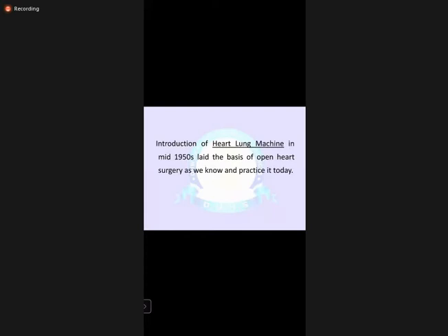So the introduction of the heart-lung machine is very important, because with the help of the heart-lung machine we can operate on a patient. This heart-lung machine was invented in the mid 1950s by John Gibbon, which laid the basis of open heart surgery as we know and practice it today. This is a picture of the heart-lung machine which we use in Dow University of Health Sciences Civil Hospital.